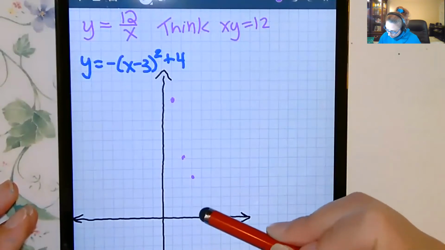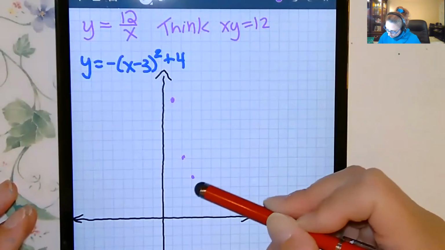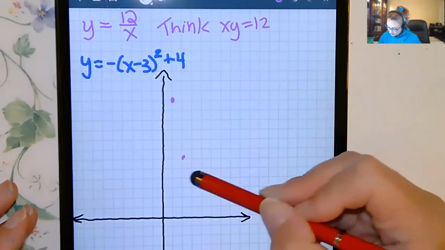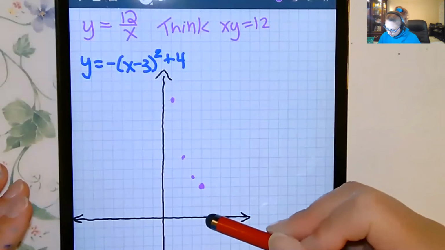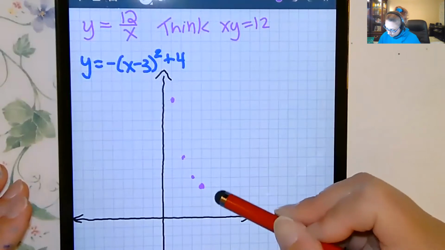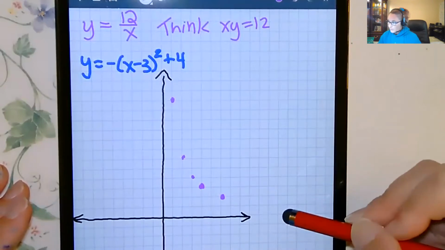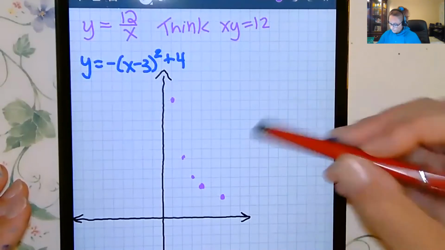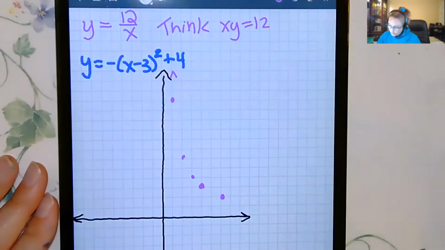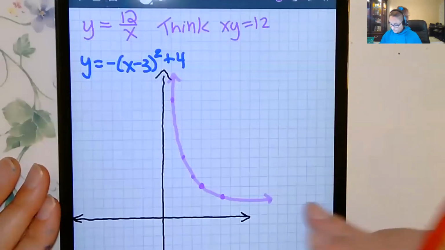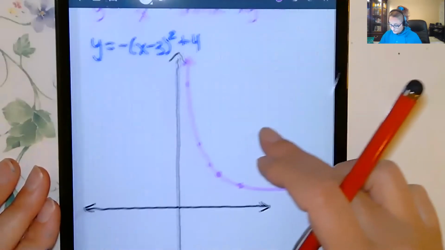4 times 3. 5's not going to be nice. 6 is going to be nice, so 6 and 2, and then I can go out to 12 and 1. Let me get a thinner one. Now I also have the other branch of this.